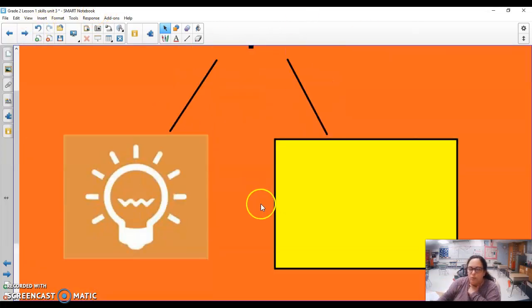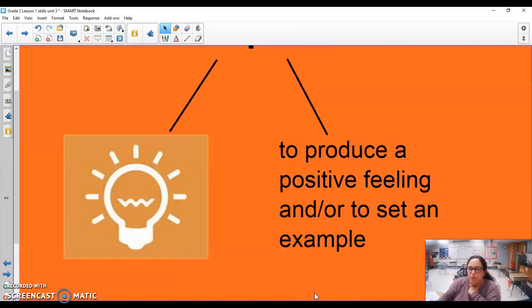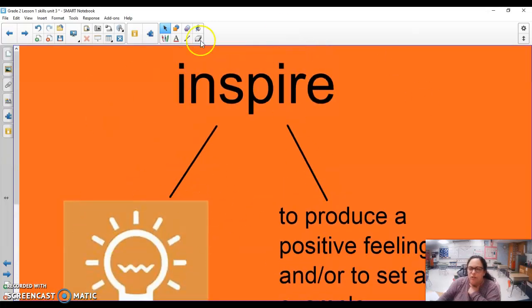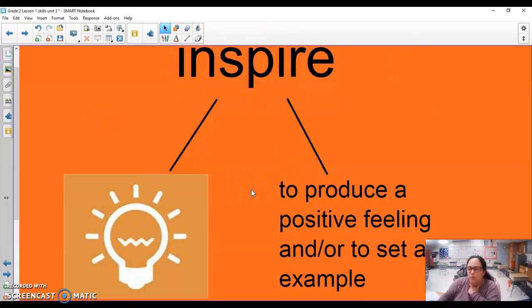Inspire. What do you think the word inspire means? Look at the picture. It means to produce a positive feeling and or to set an example. So if you're inspired by someone, it means you look up to them because you get a happy feeling. You feel good about it. You want to be like them.